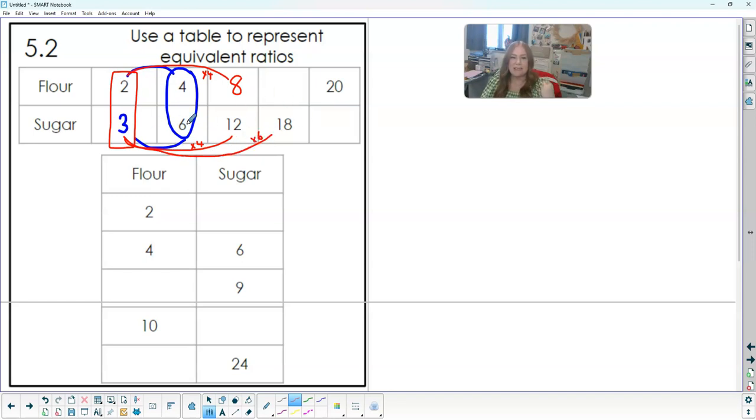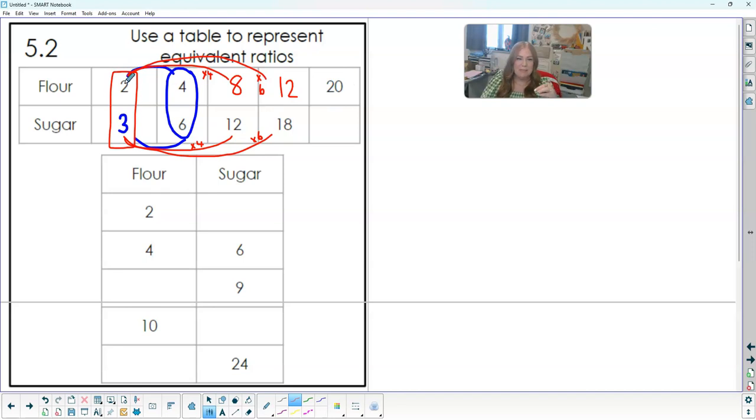3 times 6 is 18. So now I do the same thing to the top. 2 times 6 is 12. So if I want 12 cups of flour, I'm doing 18 cups of sugar. And now we have this 20, so it's on the top.